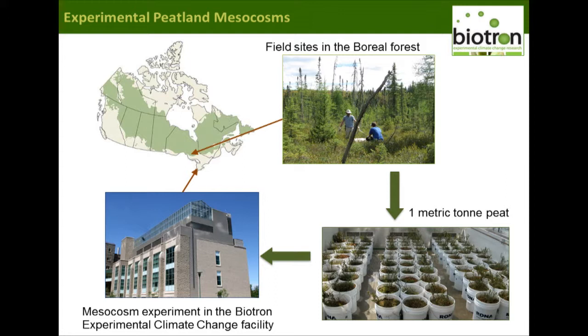So my research team decided to address the effects of elevated temperature, elevated CO2, and lower water table on a sphagnum-dominated boreal peatland using a large-scale mesocosm experiment. So we collected a metric ton of peat from a boreal forested poor fen peatland in central Canada. We collected it as 100 intact vegetated monoliths. And we brought this back to our research institution in southern Ontario, and we exposed it to future climate scenarios over 18 months in a climate change facility that we call the Biotron.